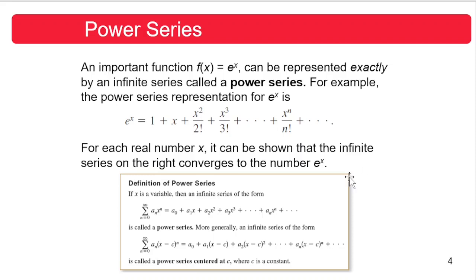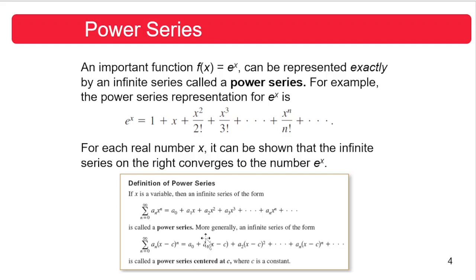If x is a variable, then an infinite series of this form, the summation of a sub n x to the n, where n is from 0 to infinity, is equal to, if n is 0, a sub 0. If n is 1, then you have a sub 1 times x to the 1 or a sub 1 x. Plus, if the value of n is 2, then you have a sub 2 x to the second power, and so on. So this series is called a power series.